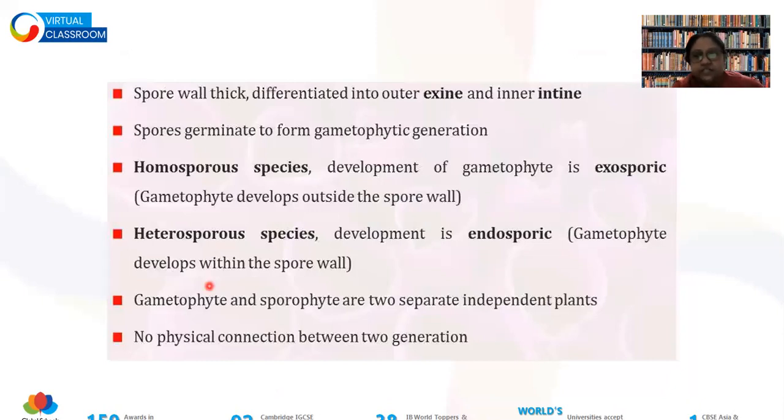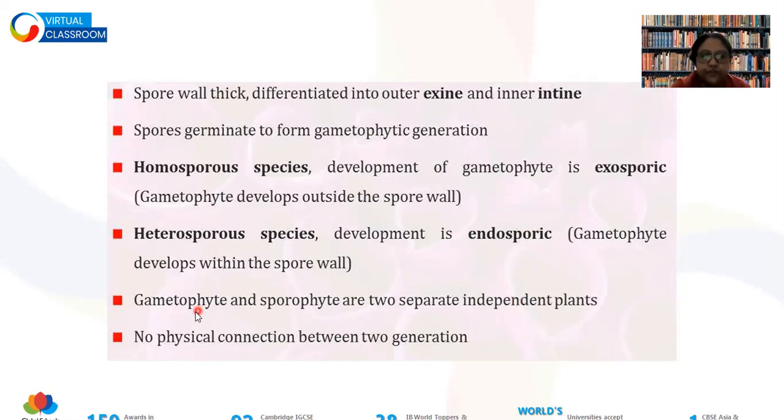The spore wall is quite thick, similar to the pollen grain that angiosperms have. They have two coverings: the outer one is exine and the inner one is intine. So spores germinate to give the gametophytic generation. Homosporous plants develop a gametophyte which is exosporic, that is, outside the spore wall the gametophyte is developed. And in heterosporous plants it is developed inside the spore wall. So then it grows and obviously it comes out of the spore wall.